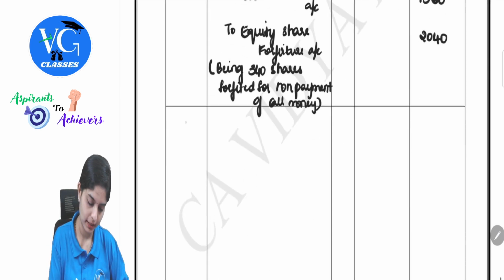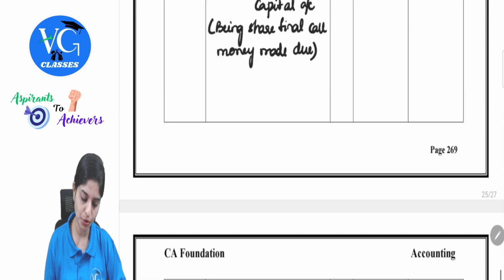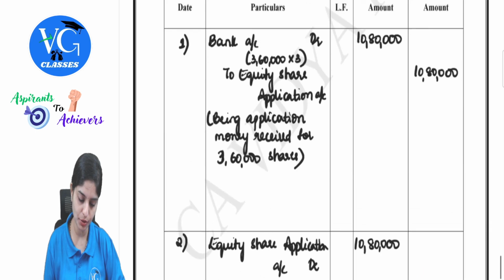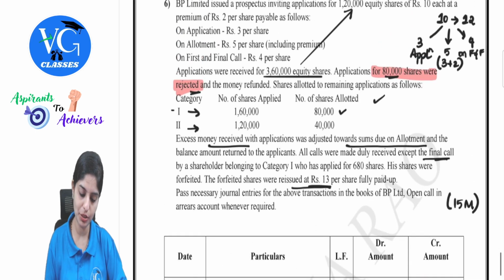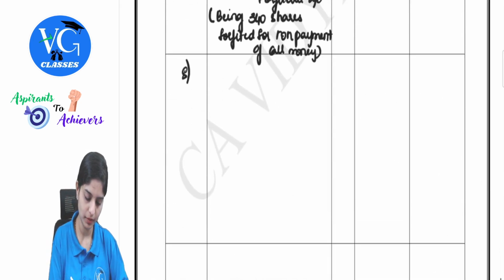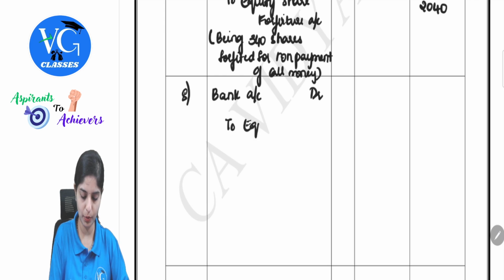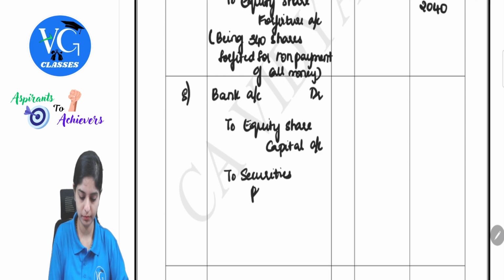Done? Yes. Next, this is being reissued. Now, this reissue is happening at what price? Reissue is happening at premium. This was reissued at 13 rupees per share. Bank account debit to equity share capital account. Reissue is happening at premium. So, to securities premium account.